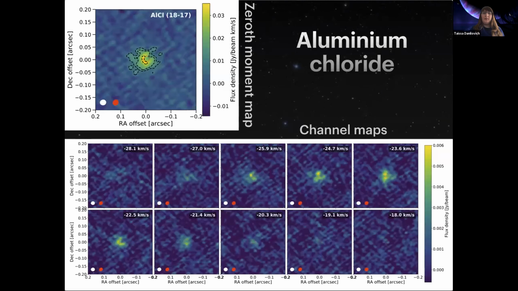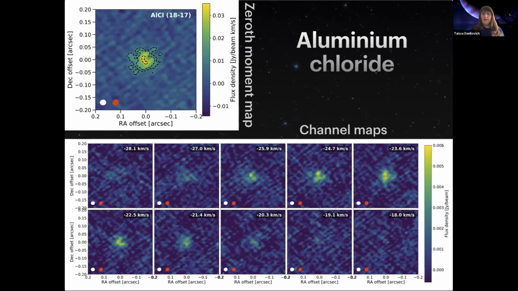So starting with aluminium chloride, down the bottom here, I've shown channel maps. I'm not sure how visible it necessarily is on your screen, but the location of the star is approximately represented by the red contours in the center. Those are actually the 50% contours of the continuum. And as you can see here, we've got what looks like a bit of clumpiness in the AlCl, and some of this is partly probably noise.